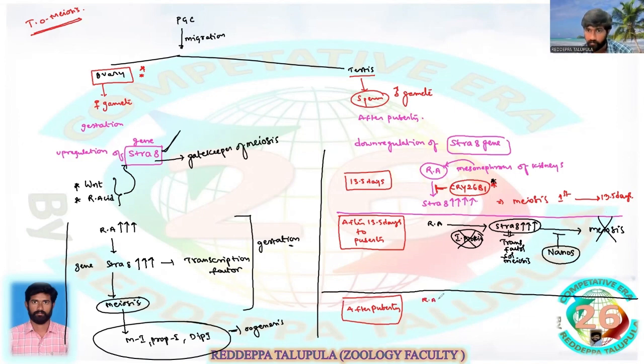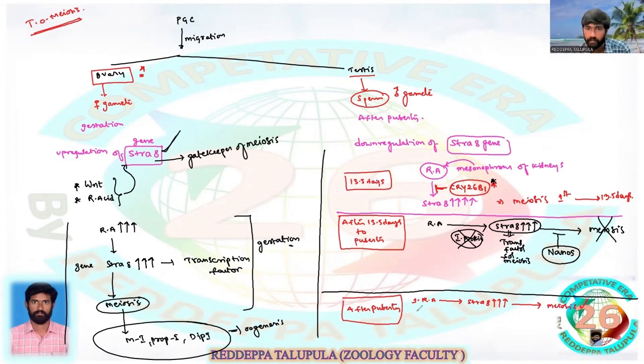Now retinoic acid will be present. First two cases will be present. Retinoic acid is present. There is no inhibitor protein that inhibits the conversion of retinoic acid into STRA8. So the STRA8 gene concentration will be increased, and there will be no nanos after puberty. So the function of the STRA8 gene can be accomplished, and the meiosis promotion will be started.